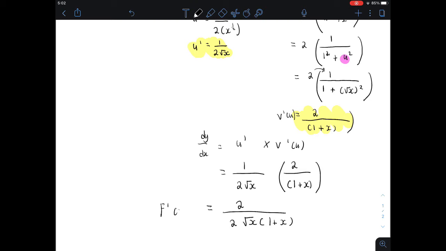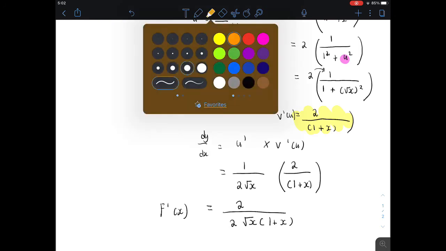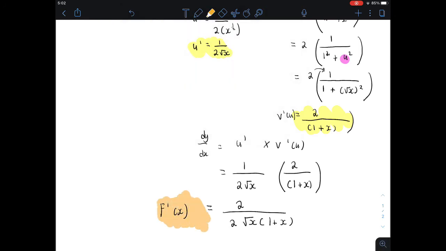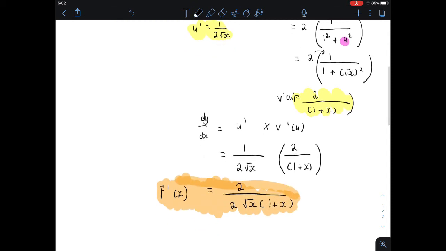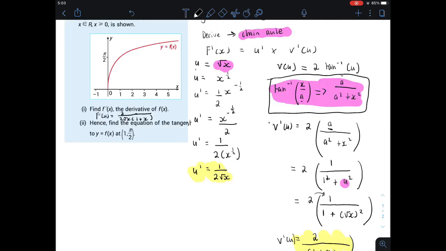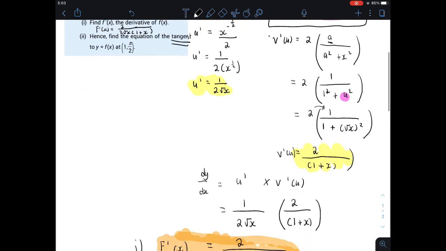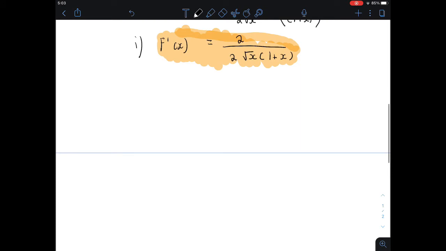So the derivative of our function, f prime of x, is equal to 2 over 2 root x times (1 plus x). Okay, so that's our answer for part 1. We've found the answer to part 1, so let's look at part 2, which asks us to find the equation of the tangent at (1, pi over 2).